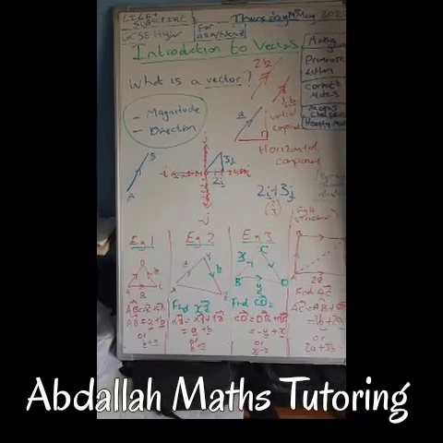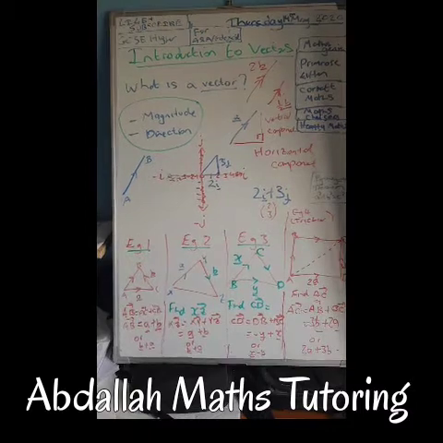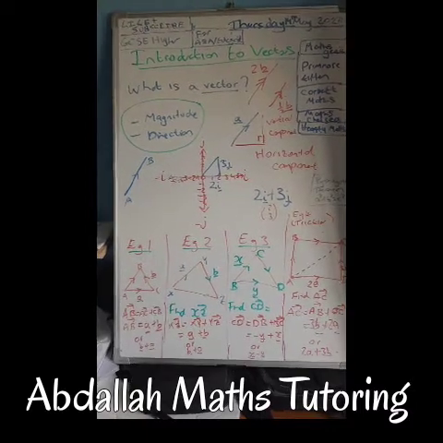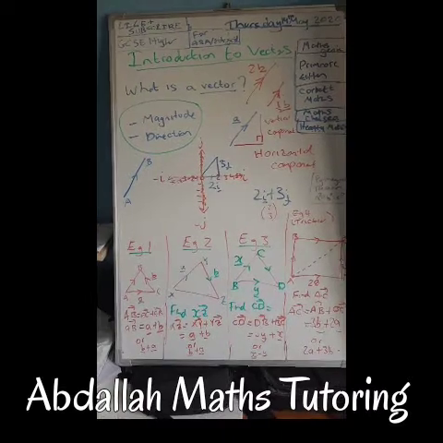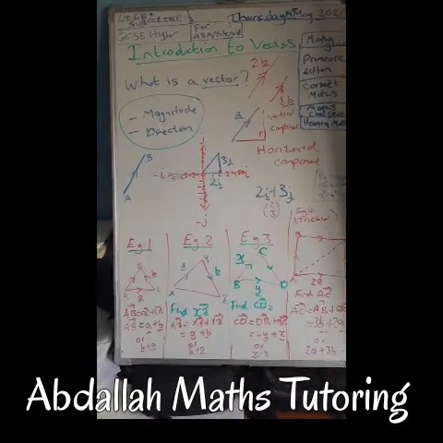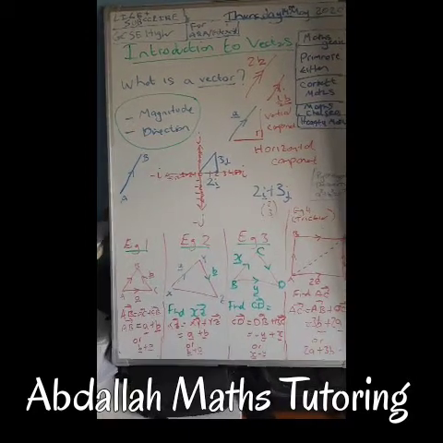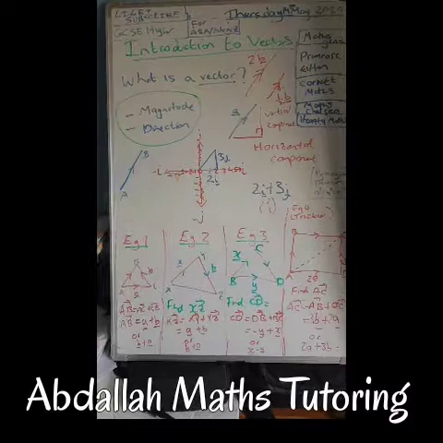But a vector is just something that has a magnitude and a direction. So examples would be acceleration, velocity, displacement. All these things are vectors. I think volume might be one as well, and then the opposite of a vector is called a scalar.